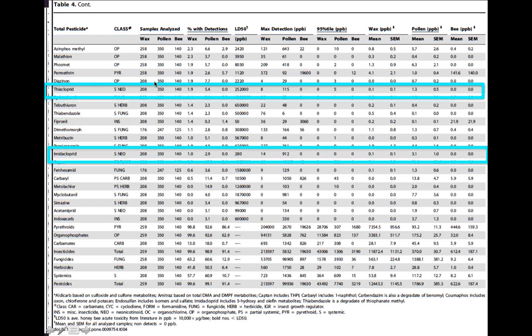Then we have thiacloprid, which is the one that was found first, and it was found in 5% of pollen samples and 2% of wax samples, but that's not really high compared to the other types. So I just want to bring this up for you because neonicotinoids, even though they are pervasive, in some cases, are not the most widely found chemicals in wax and pollen samples across the United States.